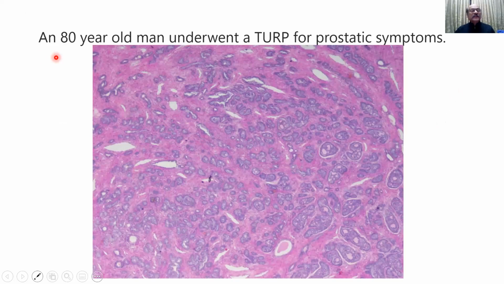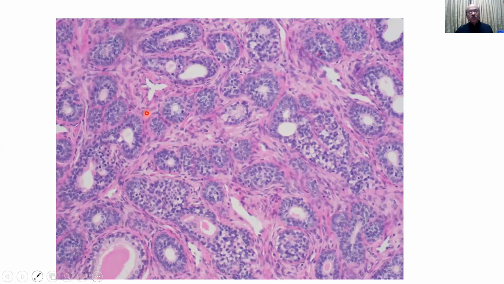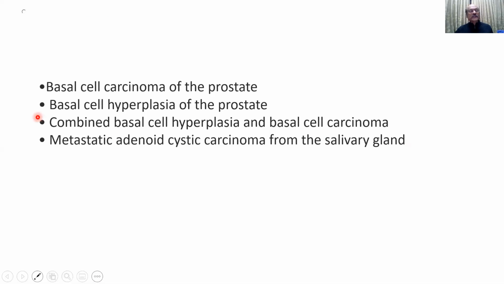This is an 80-year-old man who underwent a TURP for prostatic symptoms. The high power, more high power. So here the choices are basal cell carcinoma of the prostate, basal cell hyperplasia of the prostate, combined basal cell hyperplasia and basal cell carcinoma, and metastatic adenoid cystic carcinoma of the salivary gland. So these are the choices. And the diagnosis is actually basal cell carcinoma of the prostate.